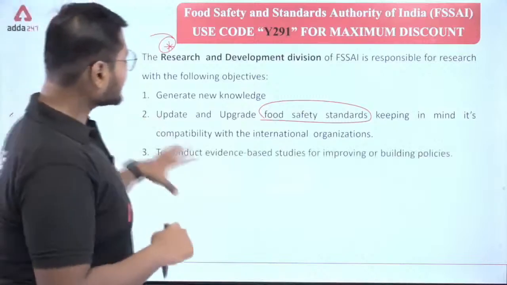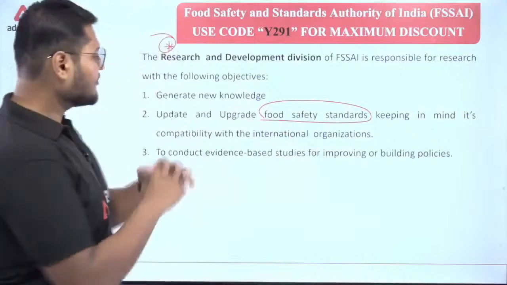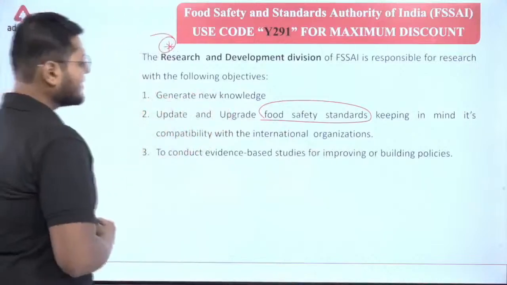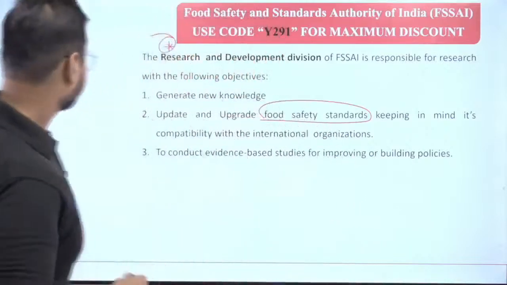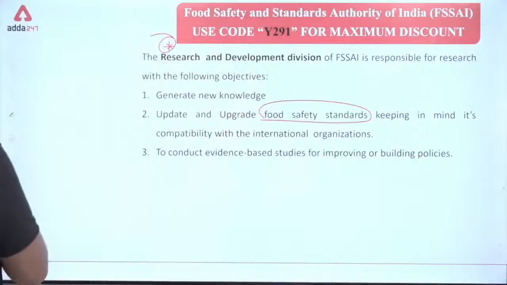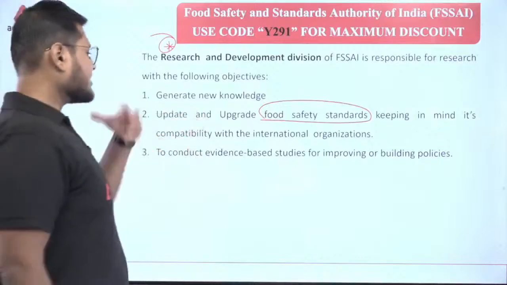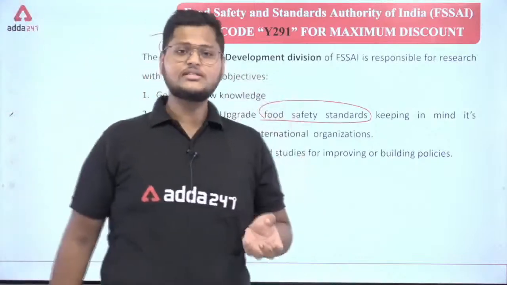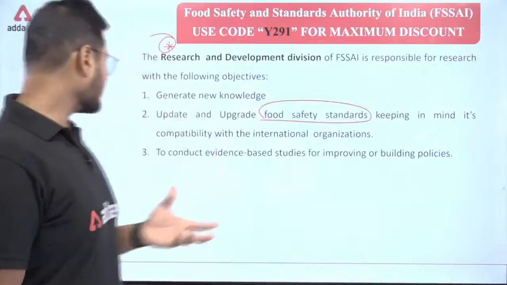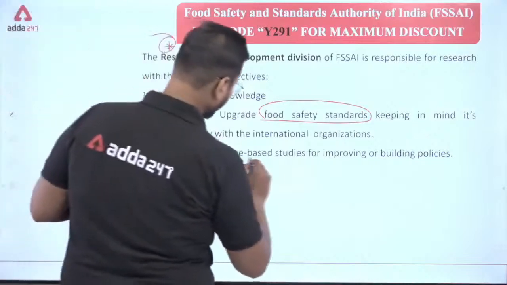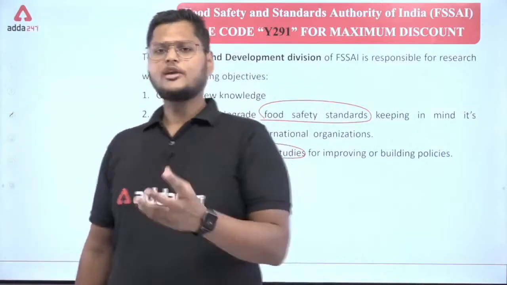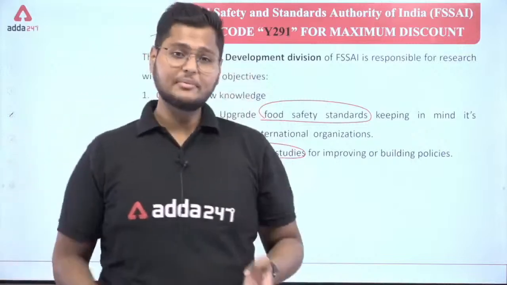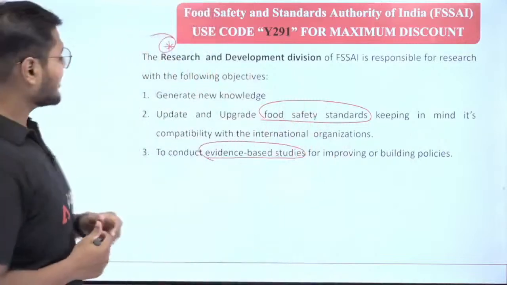Then third is to conduct evidence-based studies for improving or building policies. To build different policies and to generate new technologies, they need some evidence. The proofs are evidence-based studies, so that's what the R&D division does. And obviously the technical officers, the technical committees, and the scientific panels are the ones who get involved in this division.